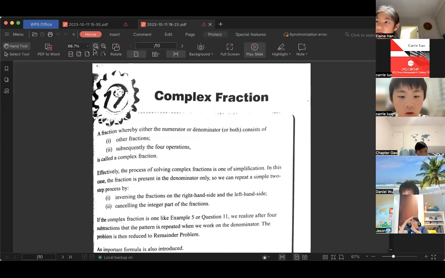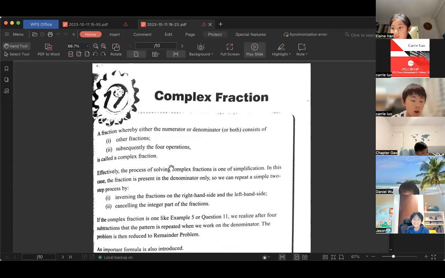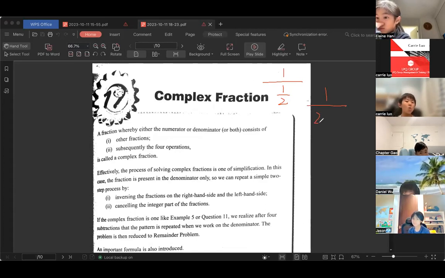So let's take a look at this one. A fraction whereby either the numerator or the denominator or both consists of other fractions or subsequently the four operations. That means if you have a fraction looking like 1/(1/2), that is called a complex fraction. Or you have 1/(2+3+4). This is also called a complex fraction.